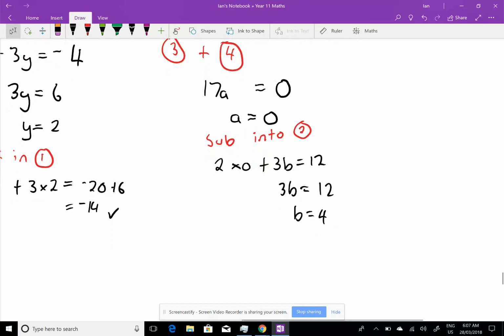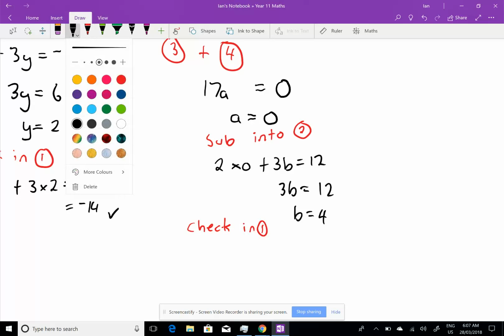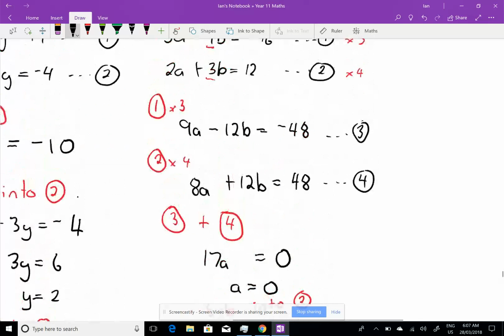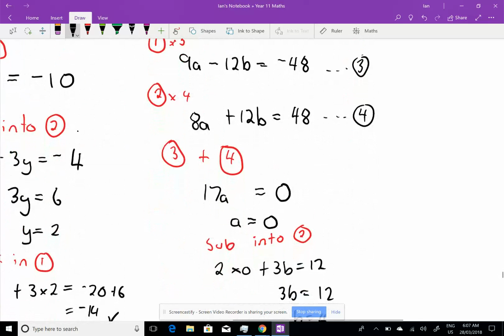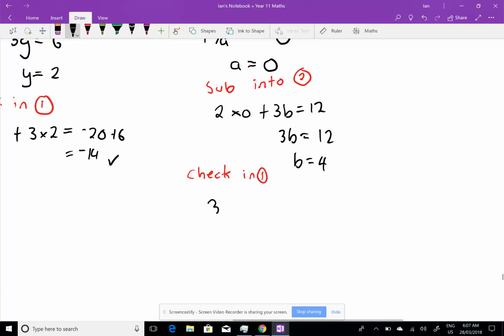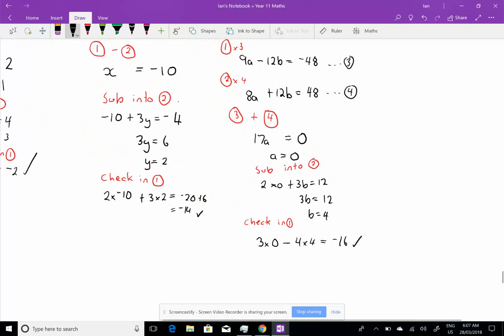Now I'm going to check that. Because I used equation number 2, I'm going to check in equation number 1. And equation number 1 is 3a minus 4b. So 3 times 0 minus 4 times 4, that equals negative 16, which is the correct answer. So I'm right. And that's about it for elimination.